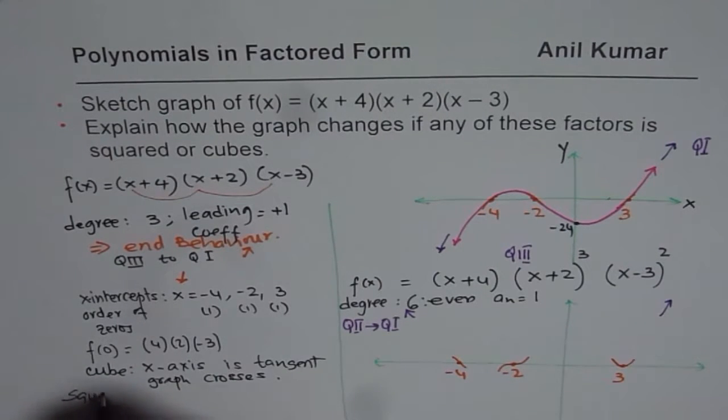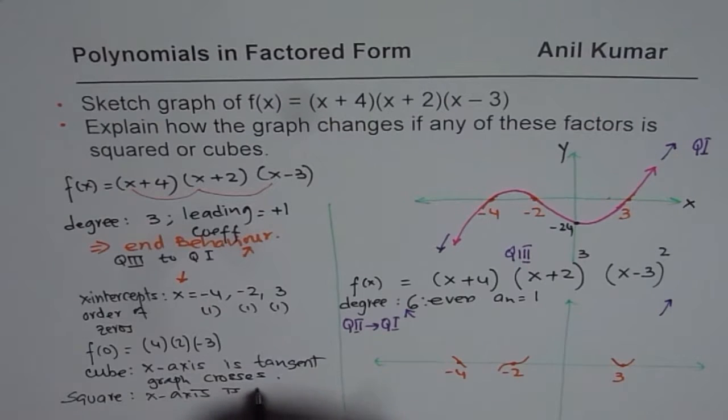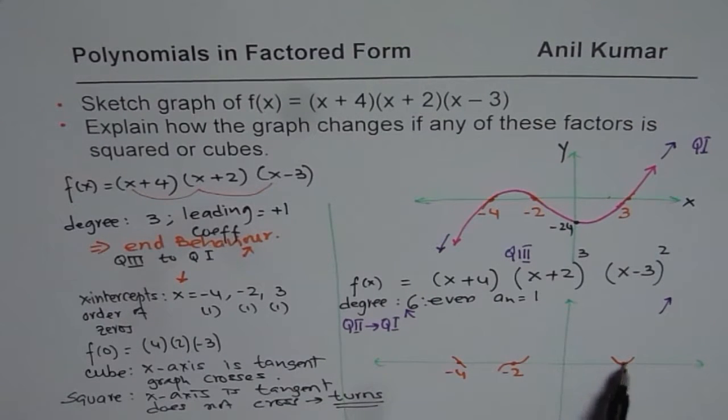When you square, the x-axis is again tangent. However, it does not cross. This is important. But what happens? It turns. That is a turning point. So you get an additional turning point when the degree is changed from linear to quadratic, or from odd to even, I should say, in general. Now let me connect these points and sketch the graph.